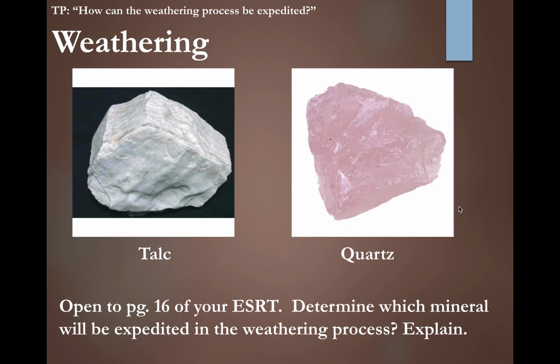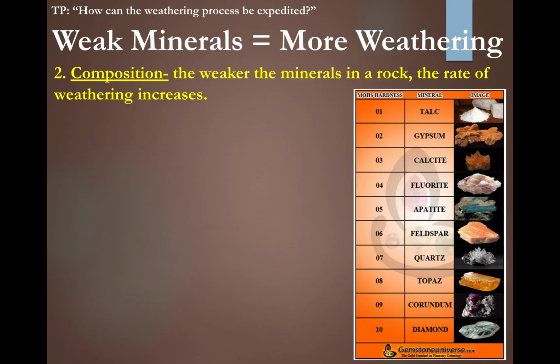If we're concerned with weathering of two different minerals, what we need to take a look at here is hardness. Talc has a hardness of 1, quartz has a hardness of 7. So talc is weak, quartz is strong. Talc will weather faster, and quartz will weather slower. So hardness plays a role here in the weathering process.